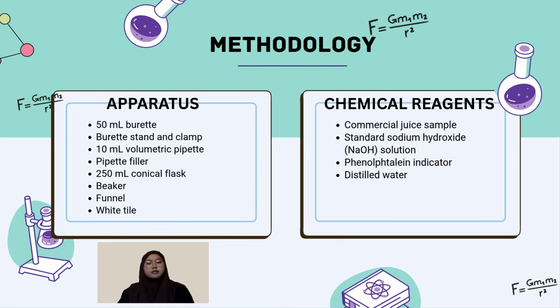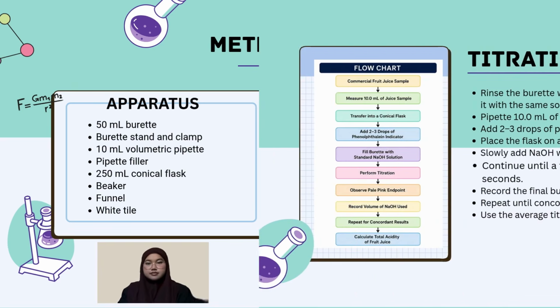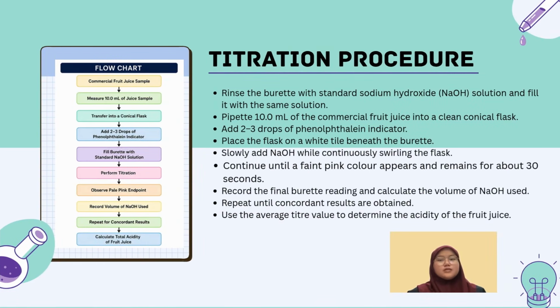For the chemical reagents, we use a commercial juice sample as the analyte, the standard sodium hydroxide solution as the titrant, phenolphthalein as the indicator to detect the endpoint, and distilled water for rinsing and dilution. These materials and reagents allow us to determine the acidity of the juice accurately through the titration process.